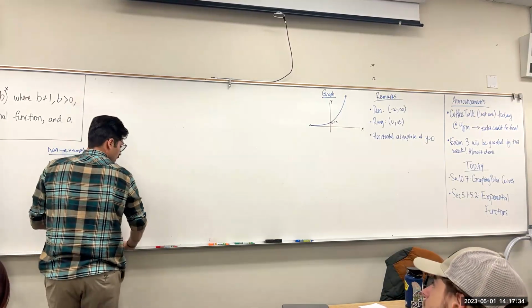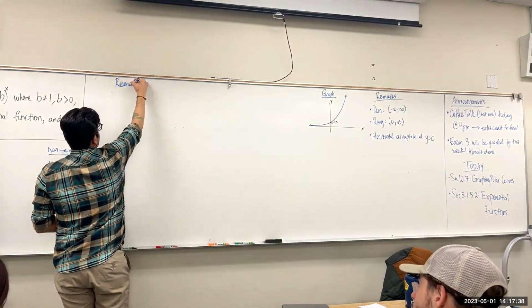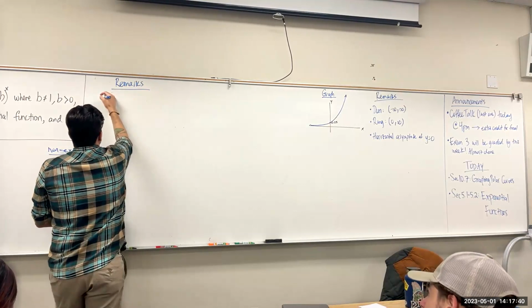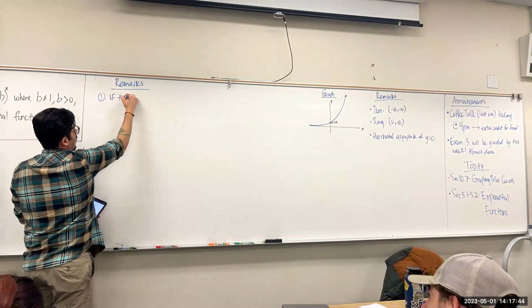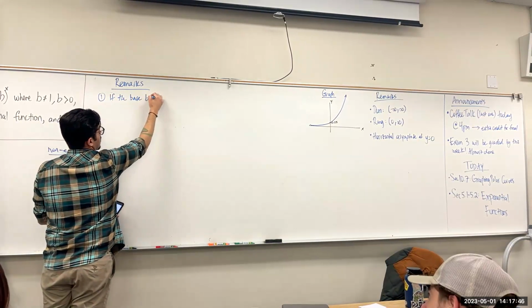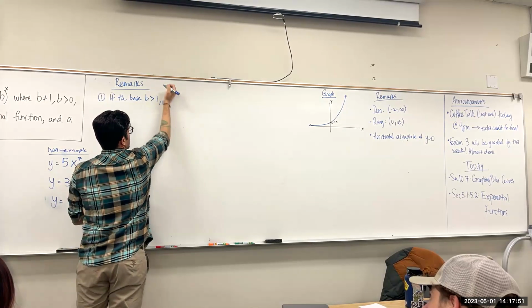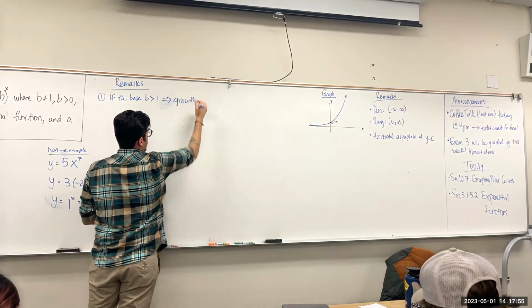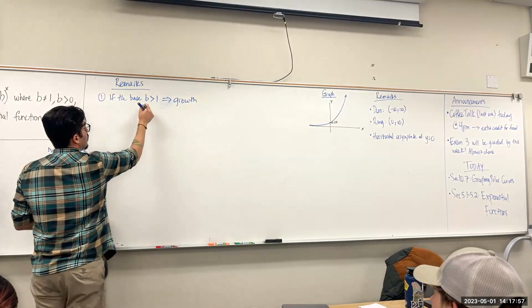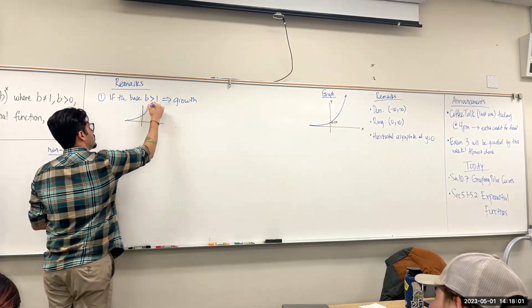All right, so let's just write down some of the things you've noticed for these in general. So the first one was if the base b is greater than 1, you have growth. Right? We end up having growth. And so then all the graphs of these are going to be shooting up.